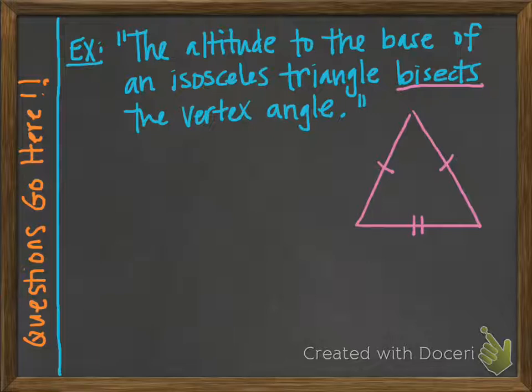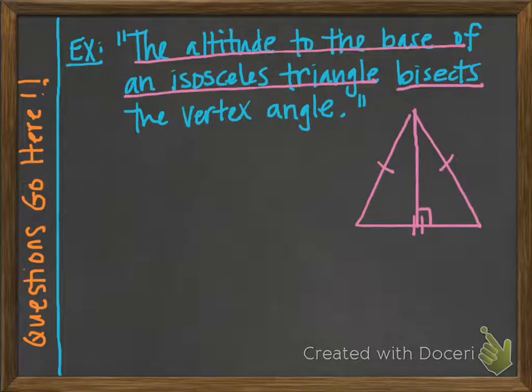The altitude, remember, goes from the vertex to the opposite side at a right angle. So it's just going to go straight down and make a right angle. So it looks like what I'm drawing is going to be what's given. So we'll say that this first part of the sentence here is our given. So let's go ahead and write down some of our givens.